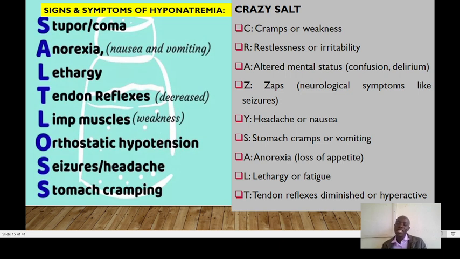And we have some signs and symptoms of hyponatremia. We normally use the mnemonic SALT LOSS. So somebody could present with stupor, coma, anorexia, lethargy, tendon reflexes decreased, limb muscle weakness, orthostatic hypotension, seizures or headache, and stomach cramping. So we are going to have the cramping and the weakness, and the rest. The patient will be restless, and will have altered mental status that can be ascertained by observing whether the patient is confused or suffering from delirium.